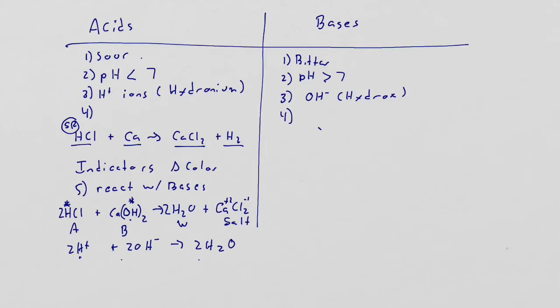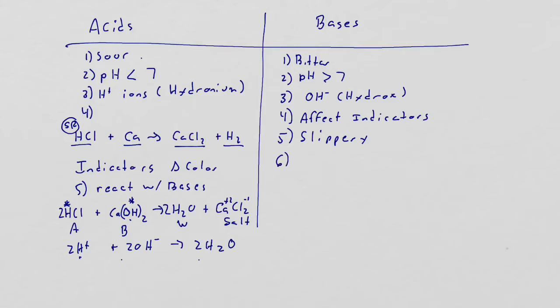4, they will also affect indicators. That's supposed to be an A. God, the grammarians are going to come after me. They also affect changes in indicators, which we'll talk about soon. And 5, they are slippery. Soap is a base. Lye is a base. Shampoo contains bases. Things that are slippery tend to be basic.